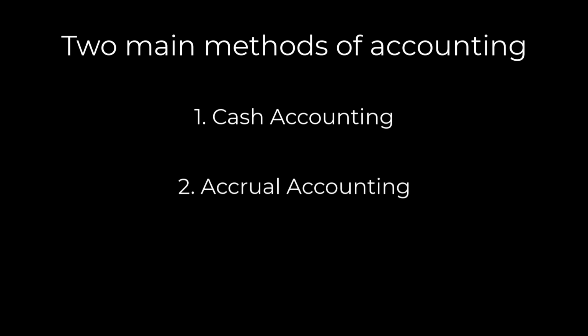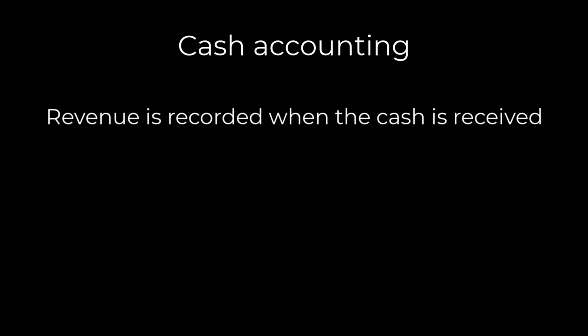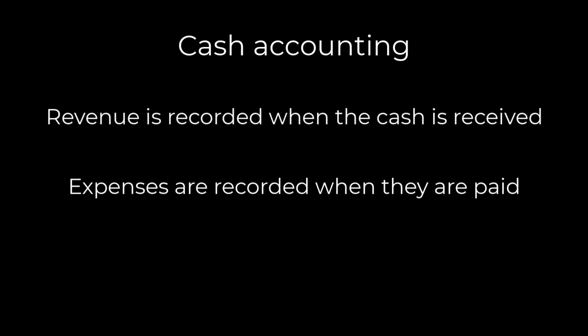There are two main methods of accounting. There is cash accounting and there is accrual accounting. Accrual accounting is what you see on the income statement. The accrual accounting method records revenue when it occurs and expenses when they are incurred. In cash accounting, revenue is recorded when the cash is received and expenses are recorded when they are paid.